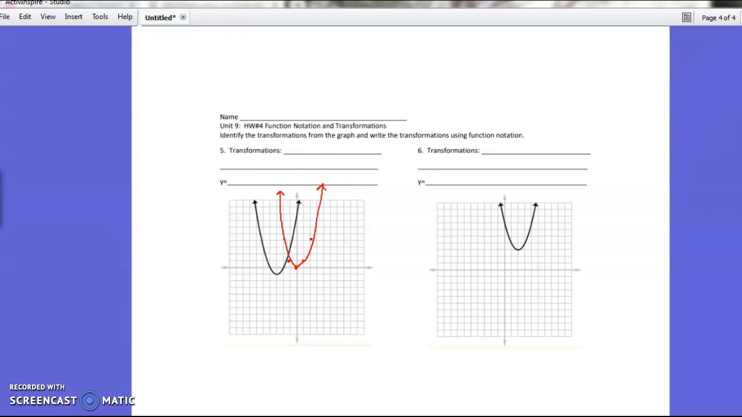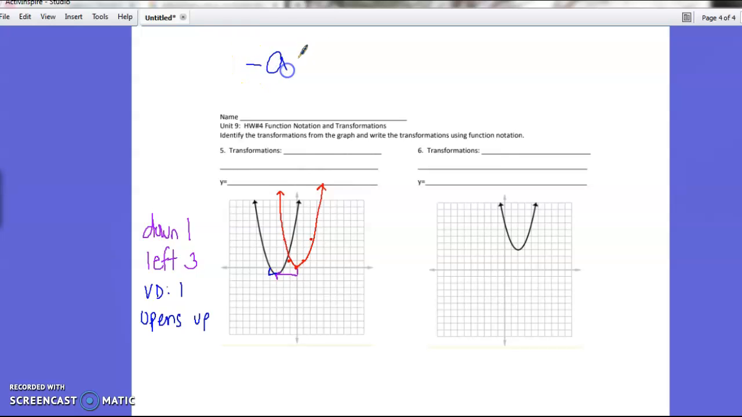So looking at how we moved, it looks like we moved down 1, and we moved left 1, 2, 3. Looking at my origin to see if I have a stretch, I'm going over 1, up 1. So that means my vertical dilation, there's no stretch, and it opens up. So opening up, that's telling us that our graph is positive.